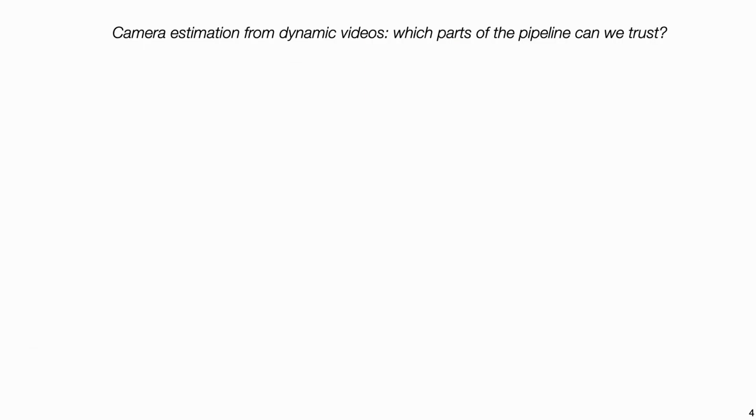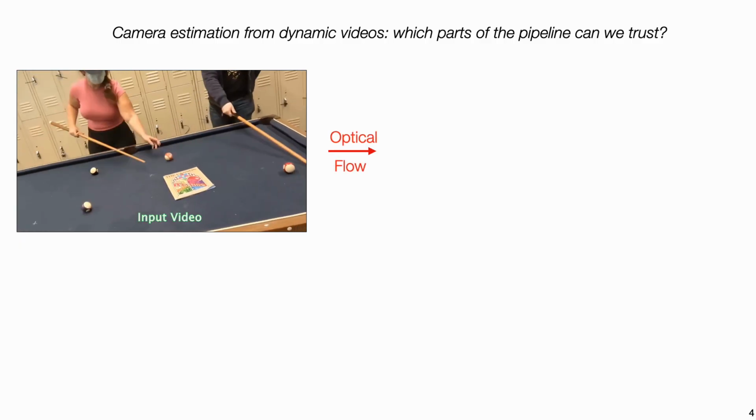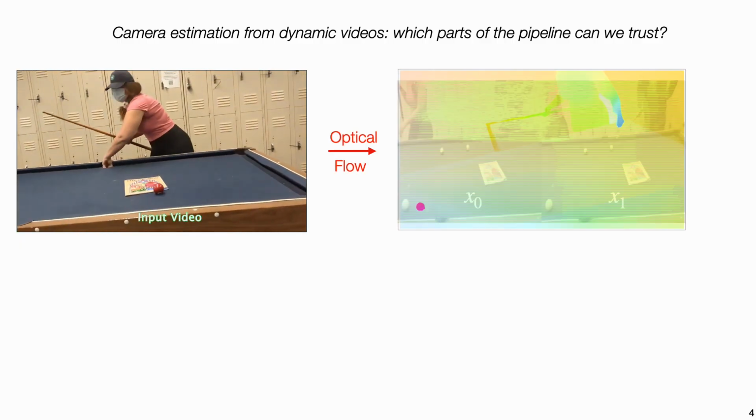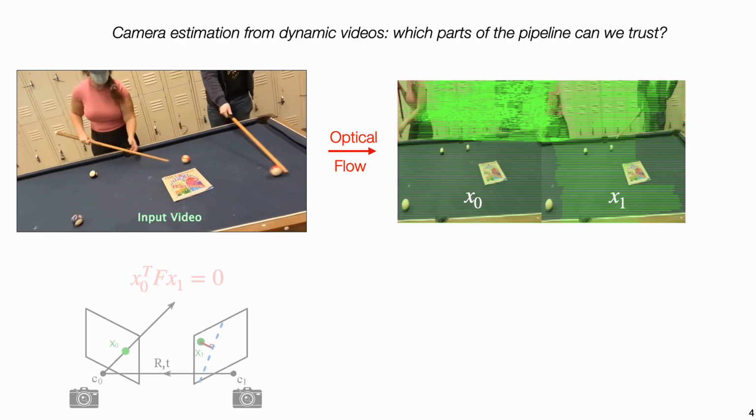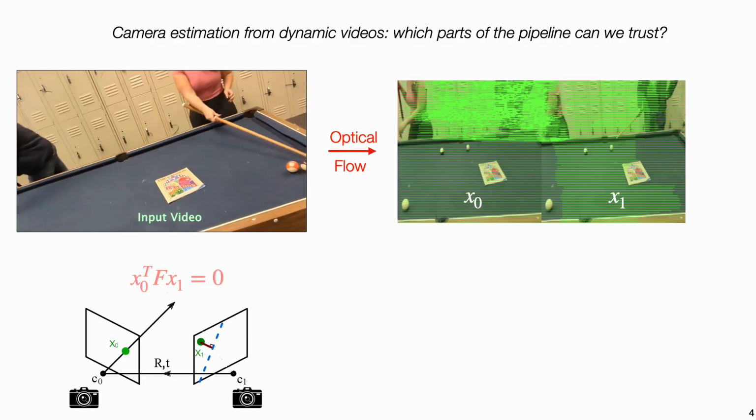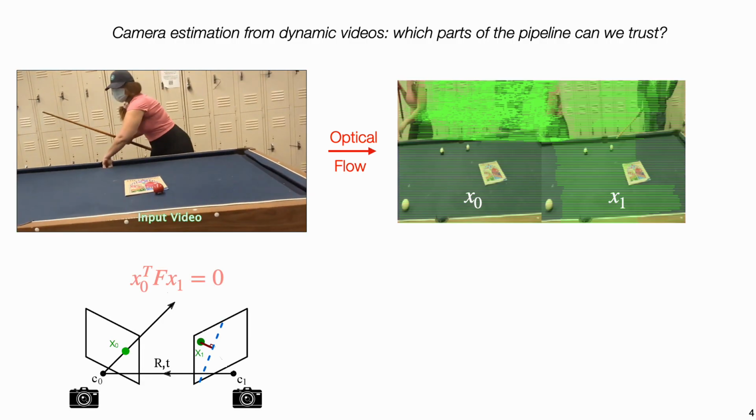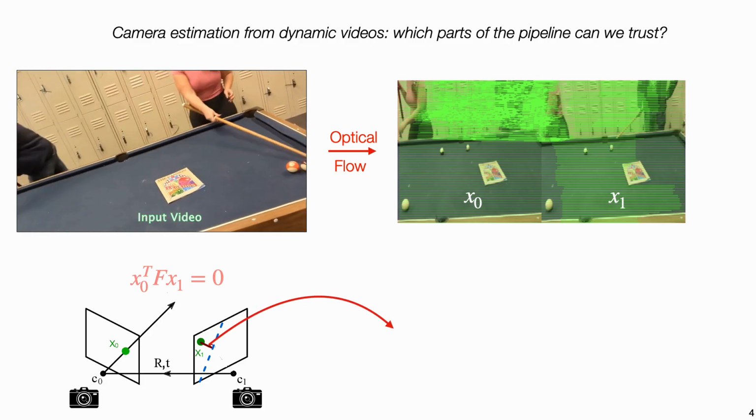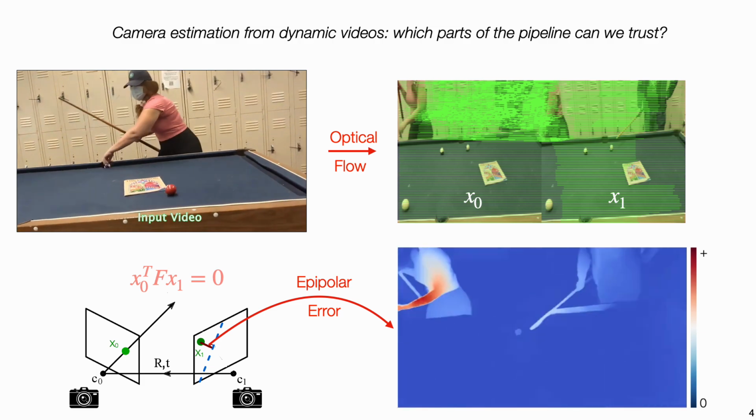We first analyzed the classic process for two-view camera pose estimation. Given a video, we first establish dense correspondences between adjacent frames using off-the-shelf optical flow models. Next, we solve for the fundamental matrix F using a RANSAC solver on the epipolar constraint. This fundamental matrix lets us compute a per-pixel epipolar error.